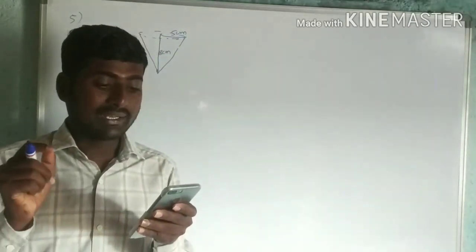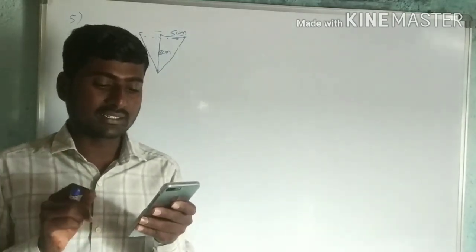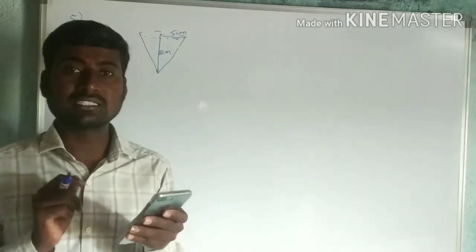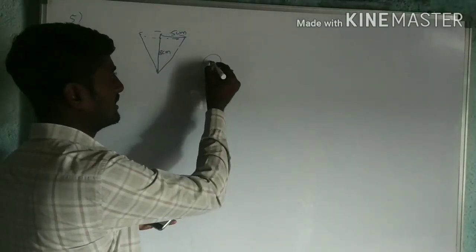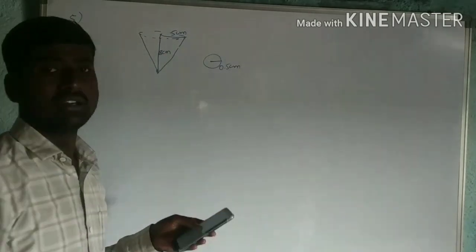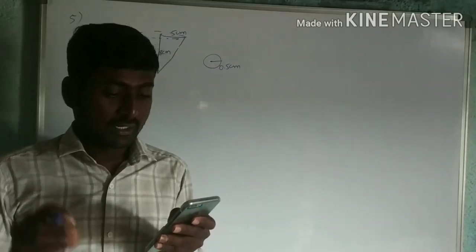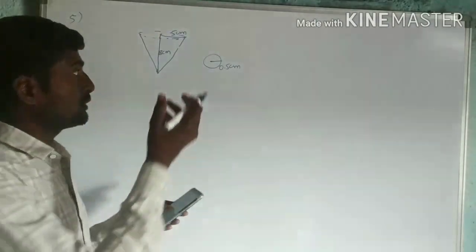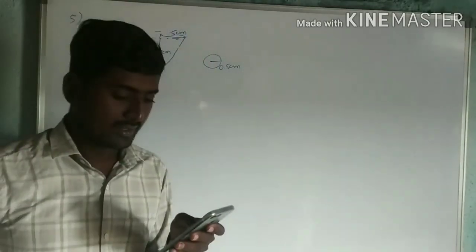Next, lead shots, each of which is a sphere of radius 0.5 centimeter. There are some lead shots, and their radius is 0.5 centimeter. These lead shots are in the shape of a sphere. We are going to drop these lead shots into the vessel.